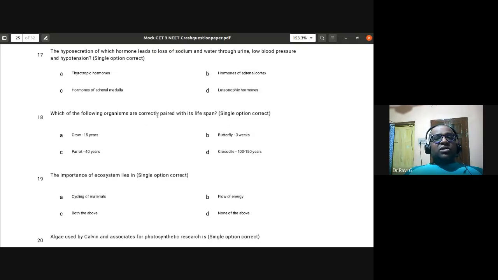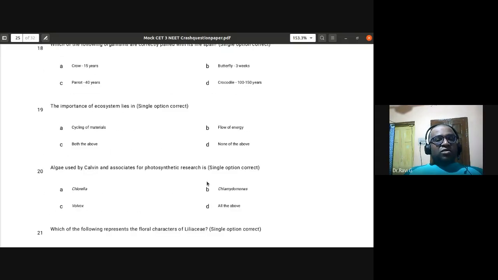Which of the following organisms are correctly paired with its lifespan? Crow 15 years, butterfly 3 weeks, parrot 40 years, that is wrong. Crocodile 100 to 150 years. So the 18th one, A is correctly paired. Crow 15 years is the correctly paired one, whereas the remaining lifespans are all wrong.